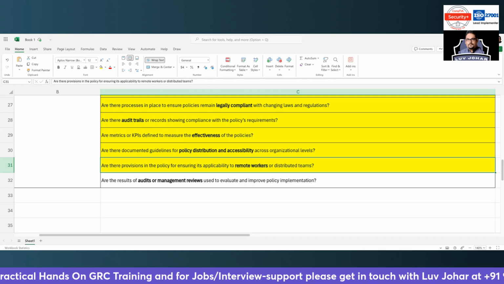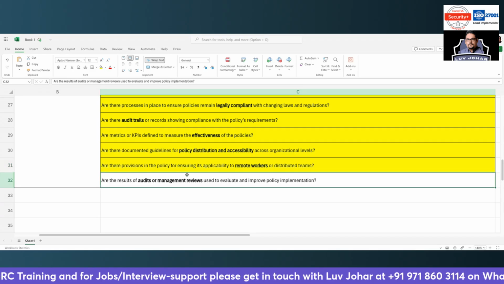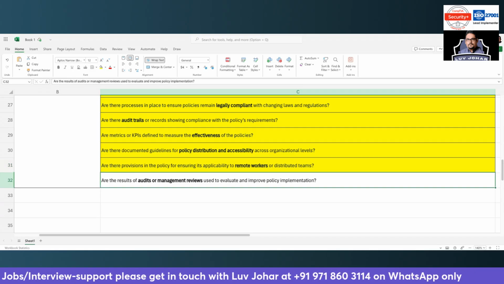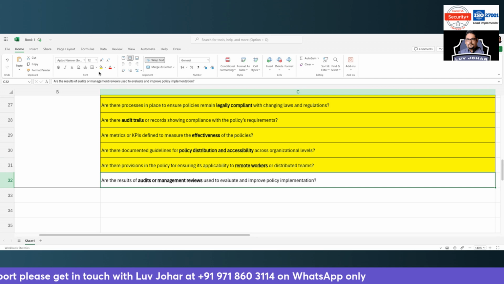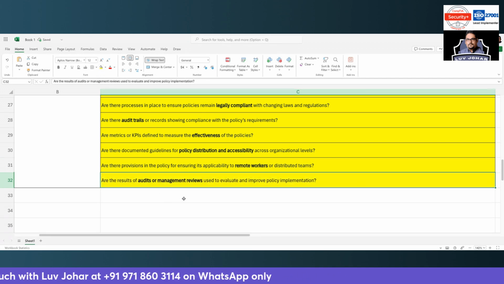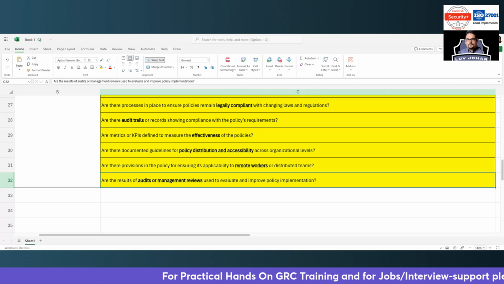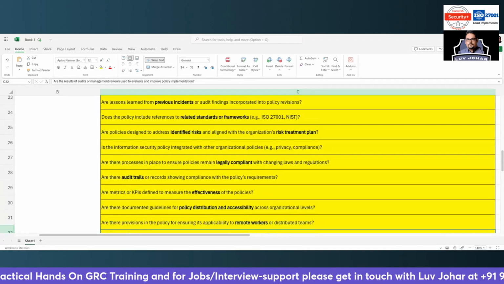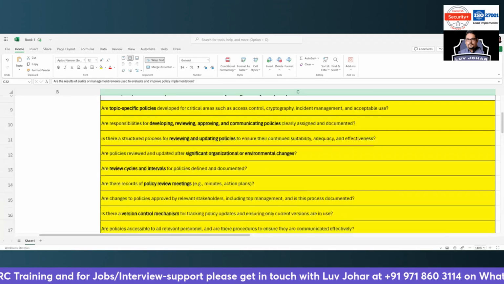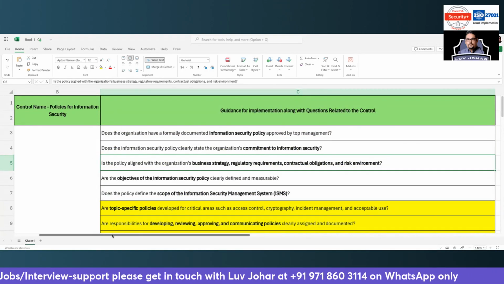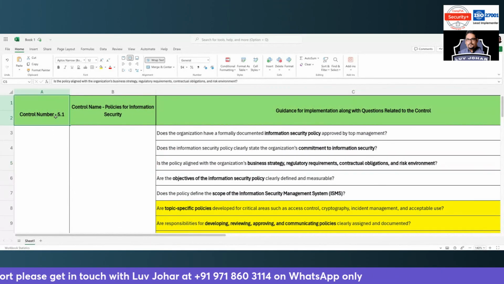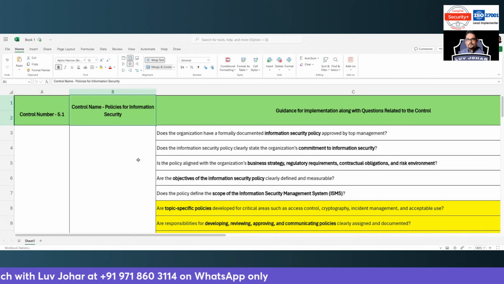Okay. Are the results of audits or management reviews used to evaluate and improve policy implementation? Definitely they will. Once you have results of audits or management reviews, you have a complete understanding of the area where your ISO 27001 implementation is lagging, and along with that you take care of the entire implementation, right? So these are some of the guidance and questions in terms of implementation of ISO 27002 5.1 policies for information security.